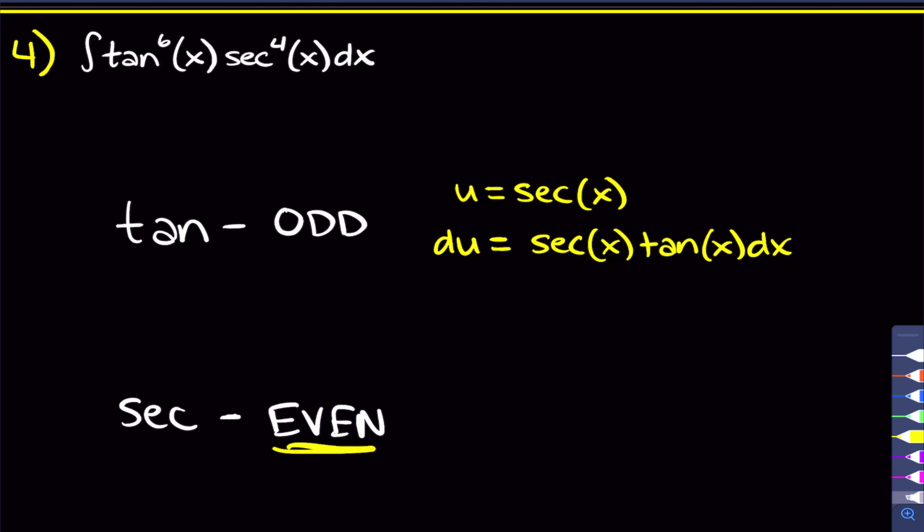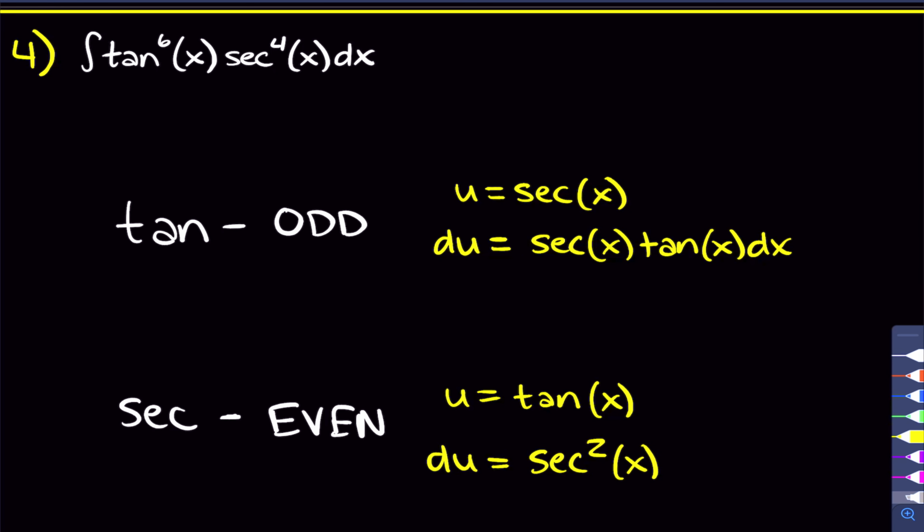Now what about if the power on secant is even? Well, then your u, again, the u is always the other trig function, that'll be tangent. And your du, that's the derivative of tangent, which is secant squared. And so what you'll want to do is separate off a secant squared to get covered with the du, and the rest of the secants you'll convert to tangents. Okay, so that's generally the rule for tangents and secants.